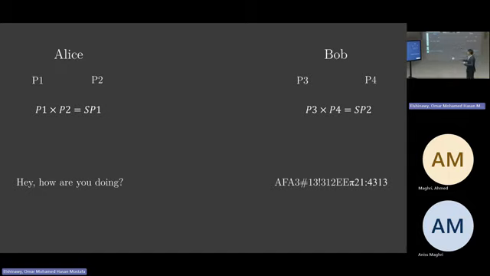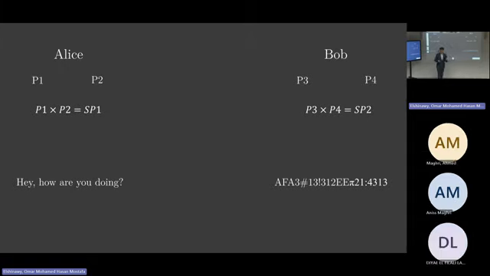The way Alice encrypted her message is such that she used SP2, and the only way to decrypt this message is that the receiver should know what were the two initial numbers that formed SP2. And since Bob is the only one who knows P3 and P4, he's going to be the only one able to decrypt the message.